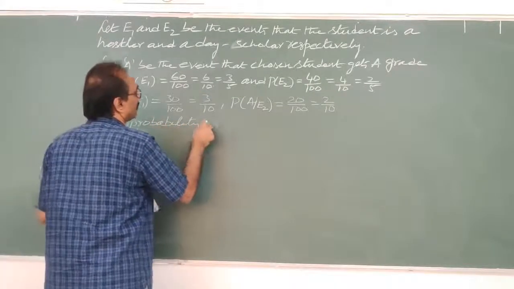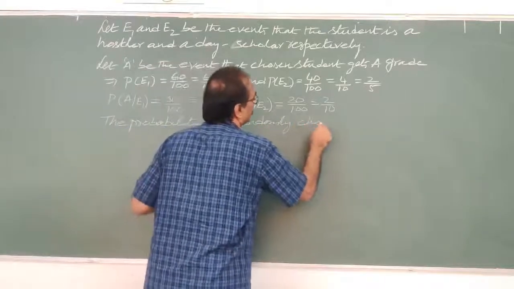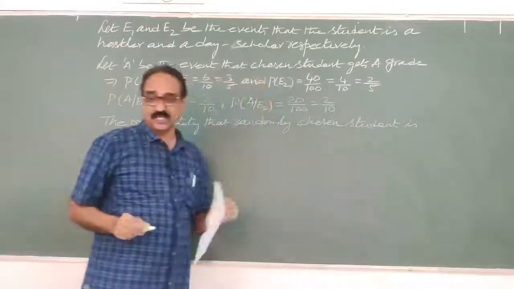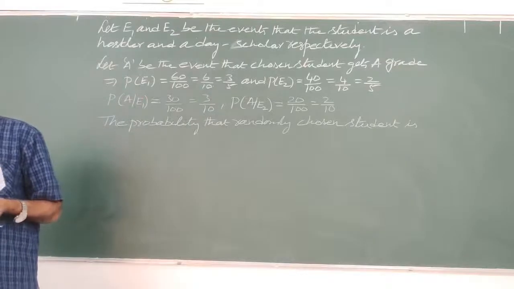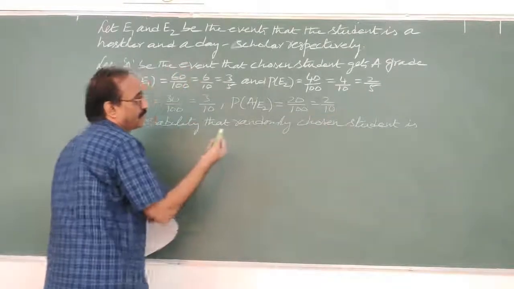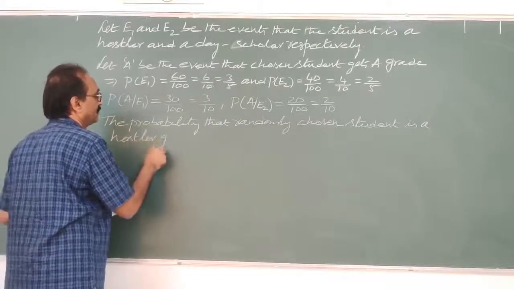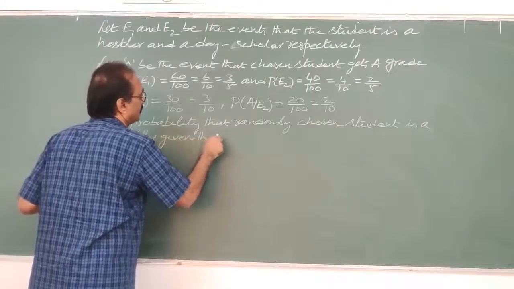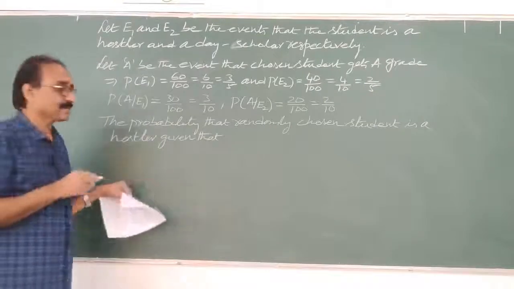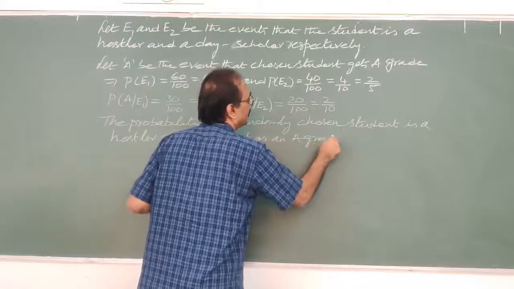The probability that a randomly chosen student is a hostler, given that he has an A grade, is given by reverse probability.